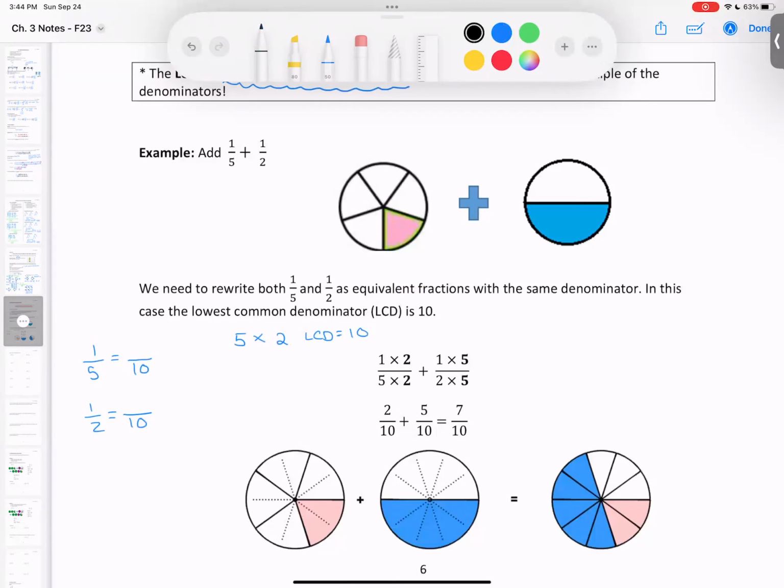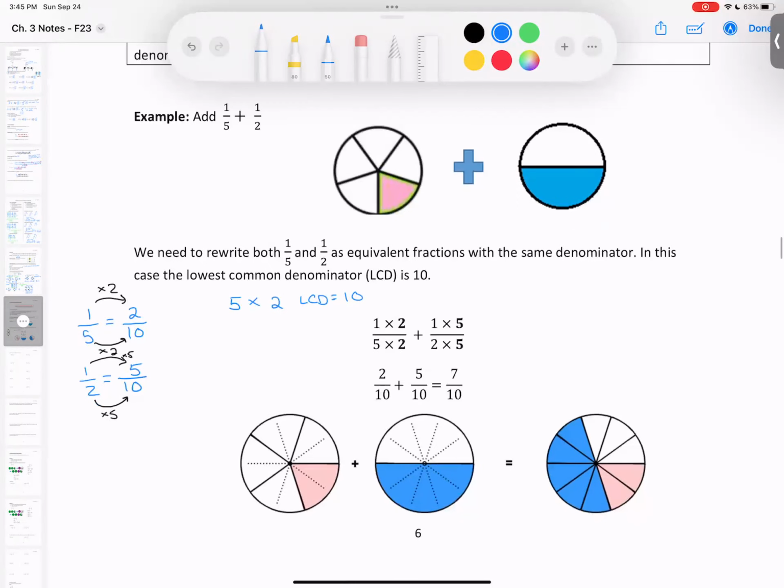So for this first one, 1/5, we want to express that as some number over 10. We ask ourselves, what did we have to multiply the 5 by to get to 10? We had to multiply by 2, which means up on top, we're also going to multiply by 2, giving us 2/10. Same thing for this other fraction. For the 2, we had to multiply by 5 to get to 10, so we're going to multiply our top number by 5 as well. 1 times 5 gives us 5. So now we have our two fractions expressed as equivalent fractions with that LCD.